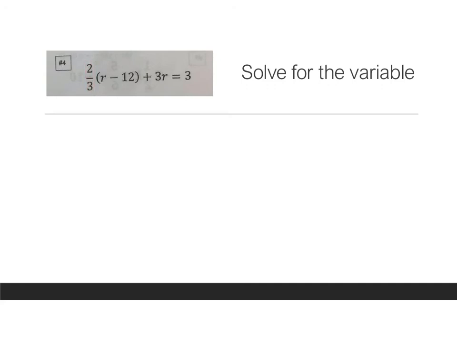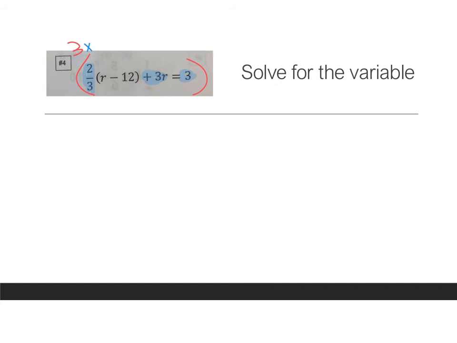So I'm going to multiply this entire thing by 3. Remember, we can only multiply 3 by things on the outside of the parentheses, but you do have to do it with everything outside the parentheses. So we are going to ignore what's inside the parentheses when we multiply.